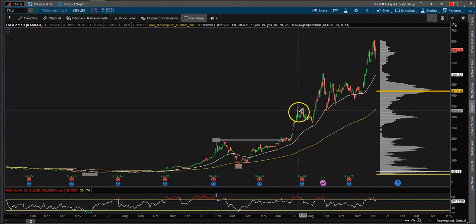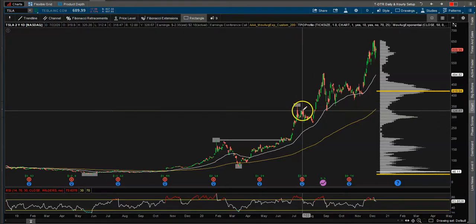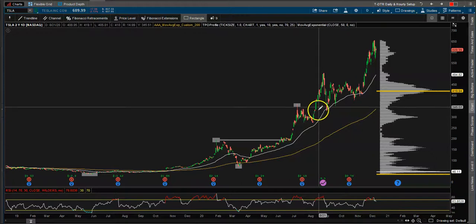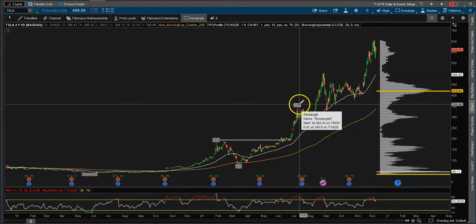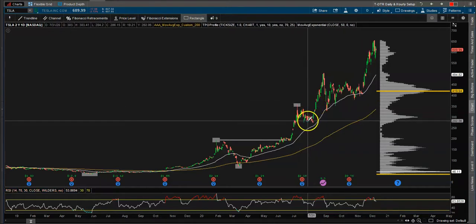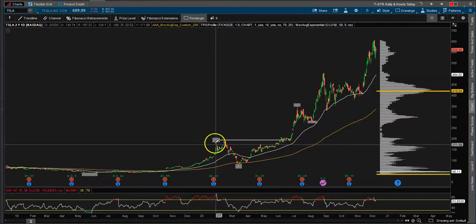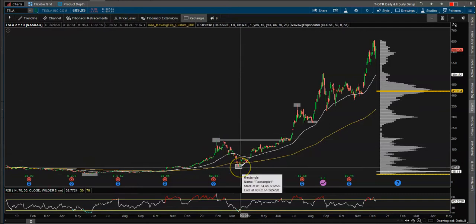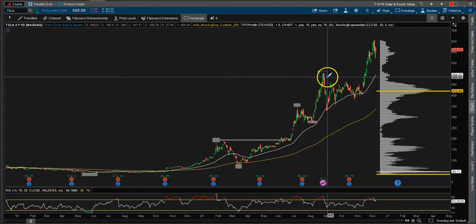Now we start to go parabolic, and the same exact thing. We make a high, we start the pullback here, but then price reverses and takes off, and we start to make new highs. On this candle, the minute that happens, this is now the new higher low, right? So kind of going back: low, high, higher low, higher high, higher low, higher high.